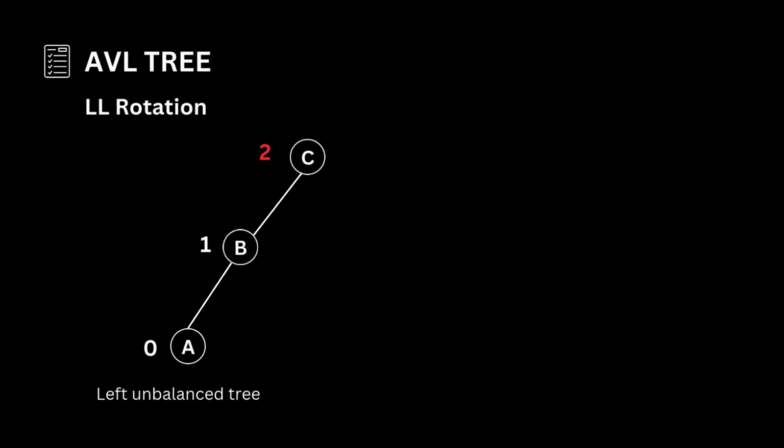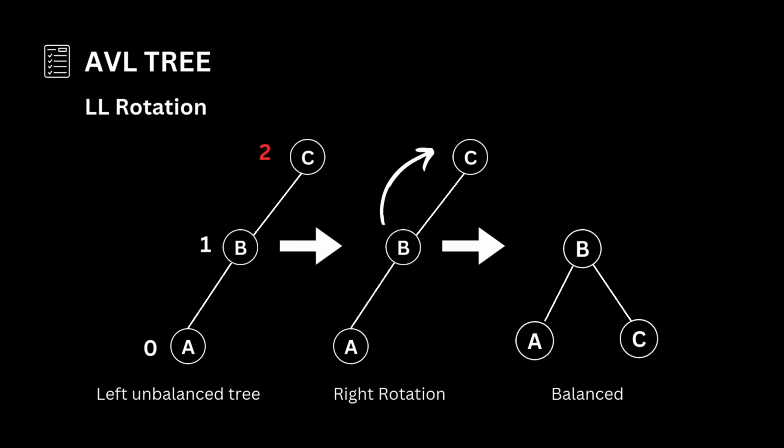LL rotation. When a binary search tree becomes unbalanced due to a node being inserted into the left subtree of the left subtree of node C, an LL rotation is performed. This clockwise rotation is applied to the edge below a node with a balance factor of 2. In the example, you can see node C has a balance factor of 2 because node A was inserted into the left subtree of C's left subtree. To restore the balance, we perform LL rotation on the edge below C.